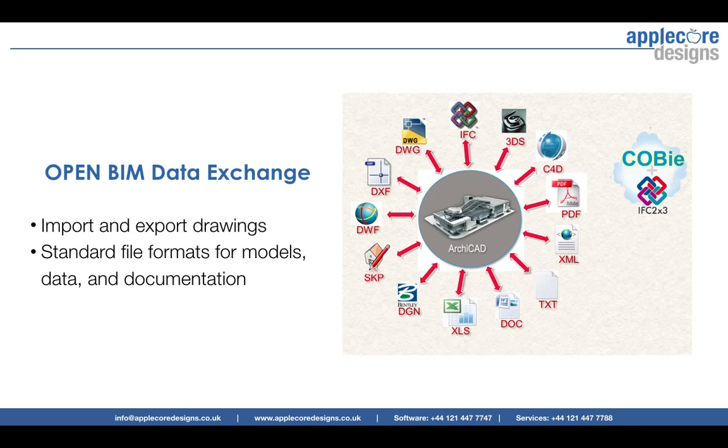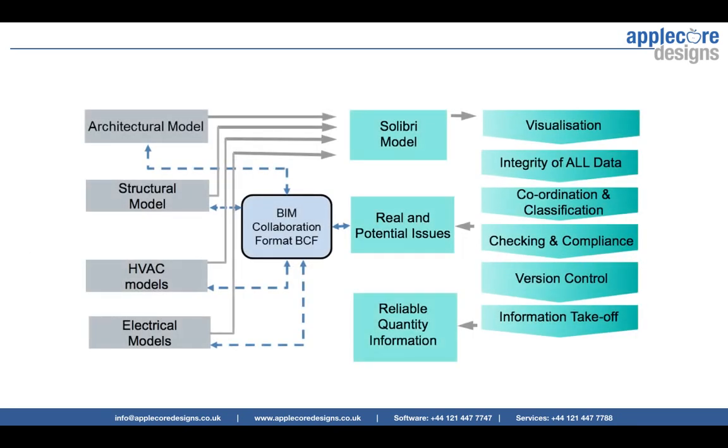This federated building model then can be used to look at what is actually going to be built on site. So let's take a look at that. On the left-hand side here, you can see all the individual disciplines' models going into the Solibri model, or the federated building model. This federated building model then can be used to visualize what is going to be built on site.